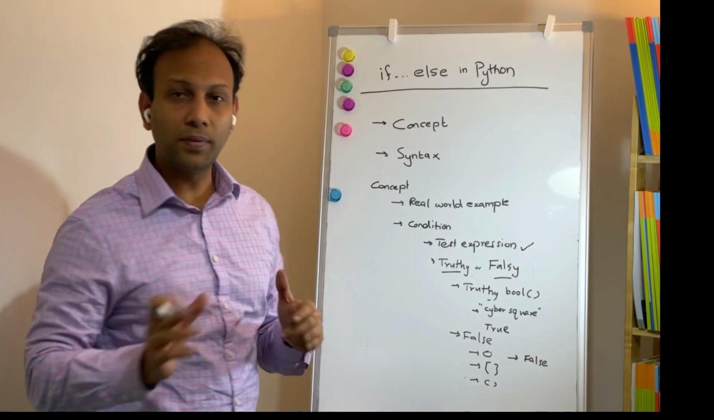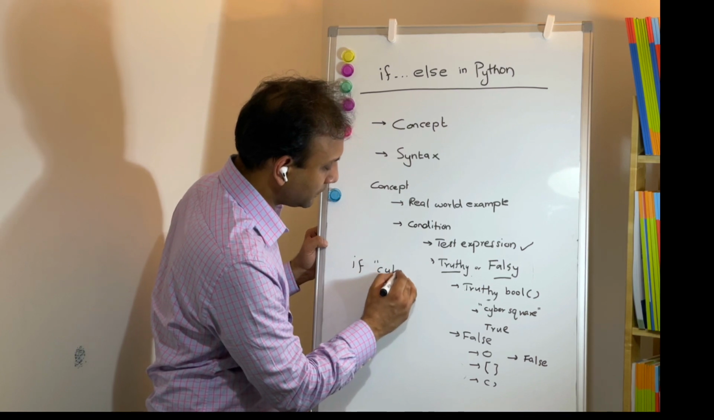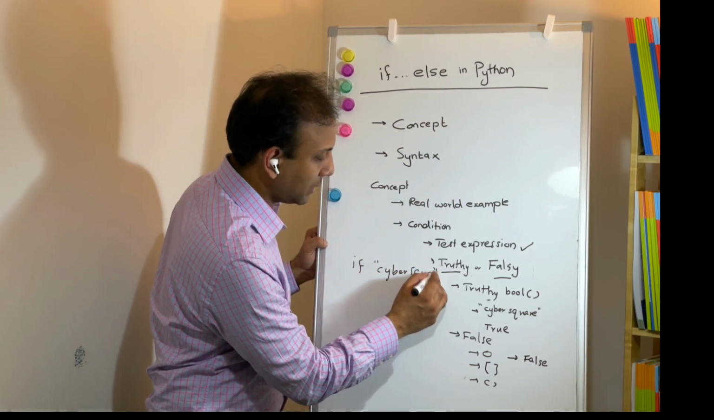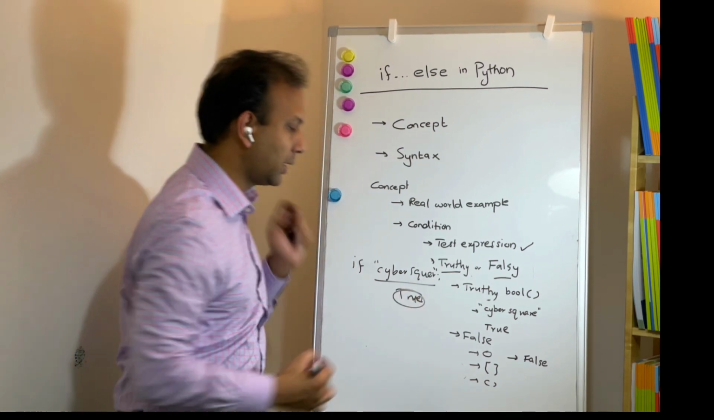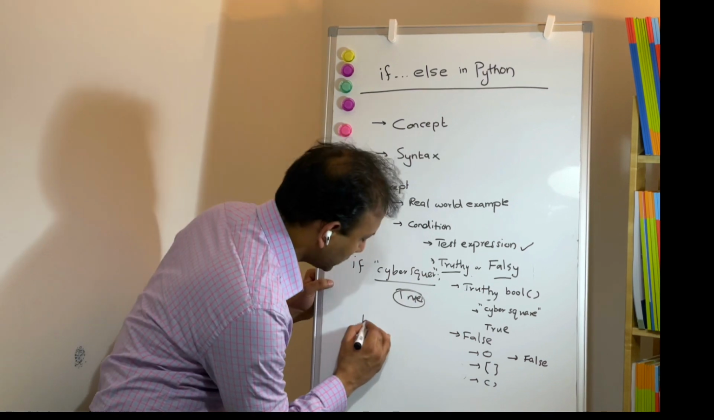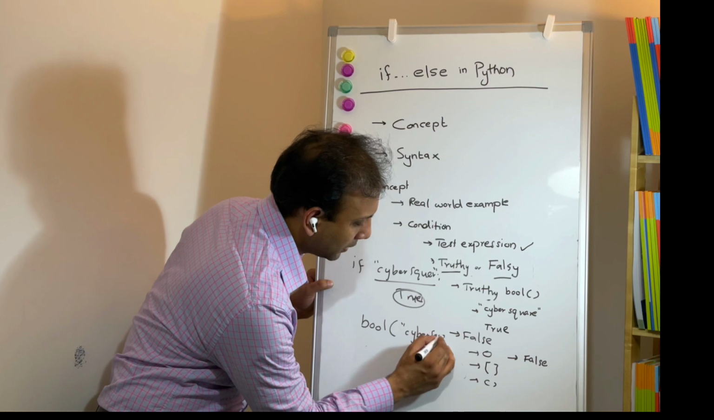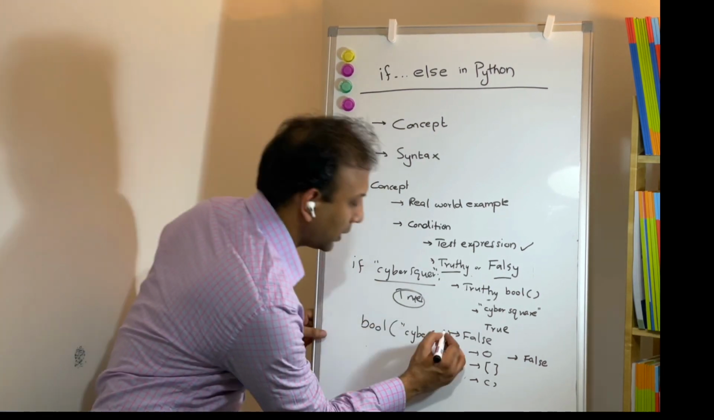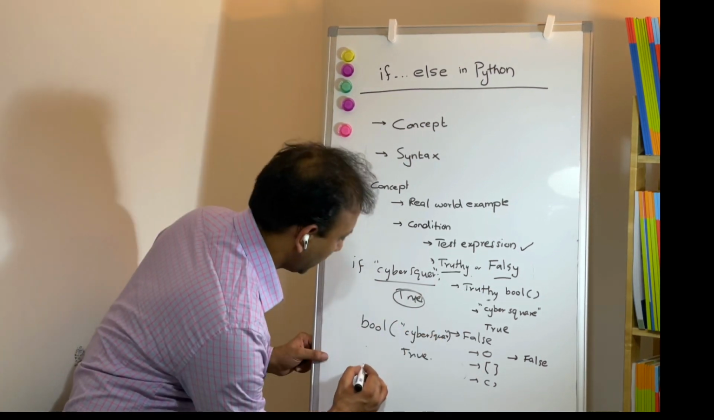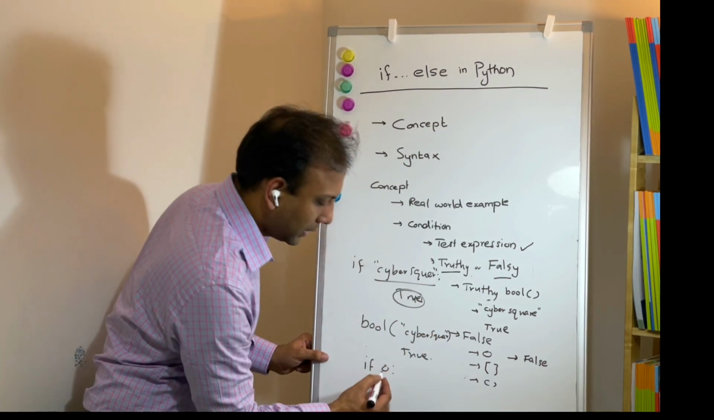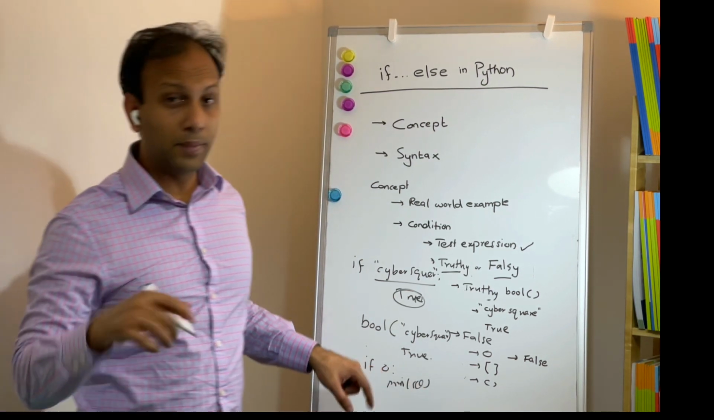So what is a truthy or falsy thing? For example, if I write something like if cyber square, it will be true. How do you know that this particular statement is true? You do something like bool and then cyber square. If you do that, this will be true. Then if you do the same thing with 0, for example if 0, then print 0 will not get executed, because if 0 becomes false.